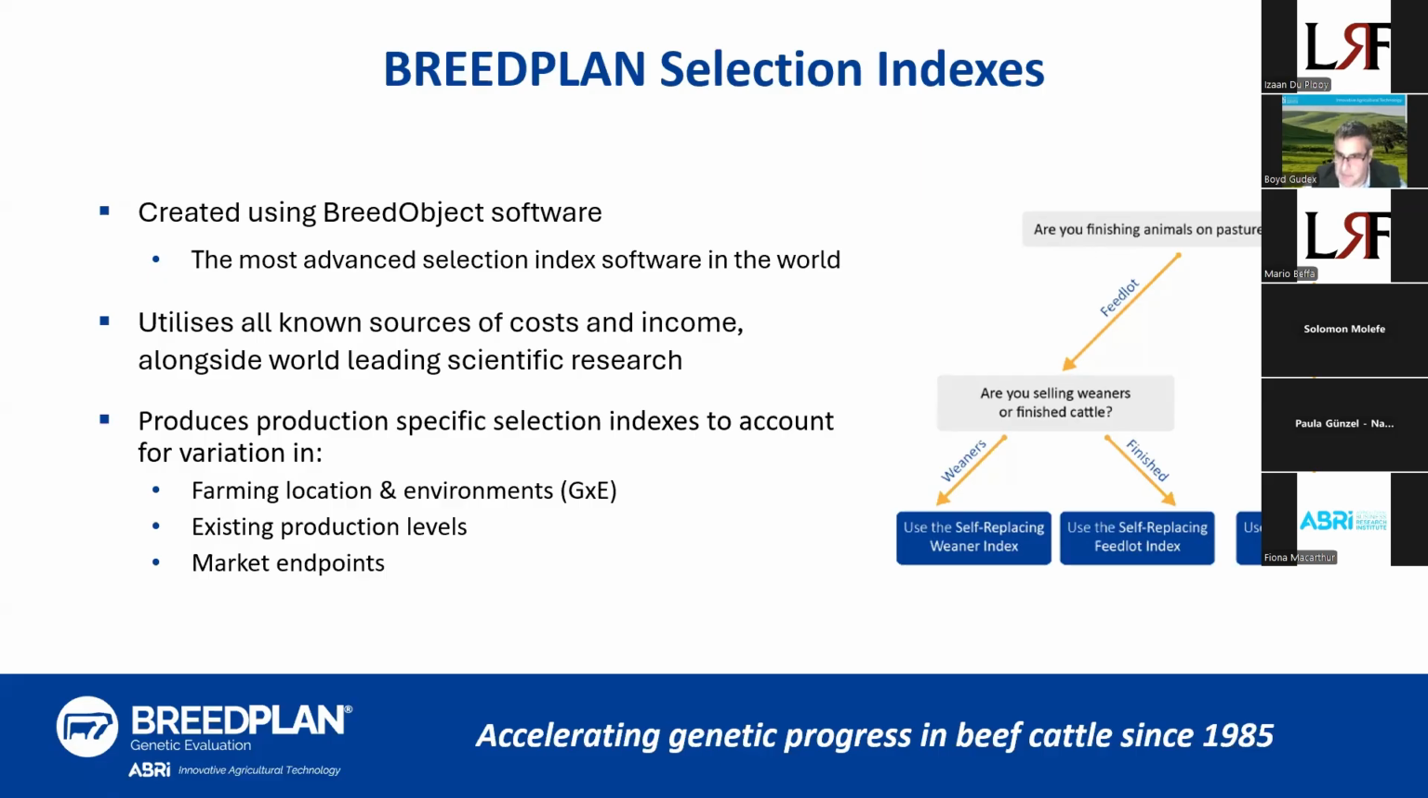So what you may want to make genetic progress in is going to depend on whether you're already a high performing herd or a low performing herd. That's going to influence things. And also market endpoints are going to influence the selection indexes.